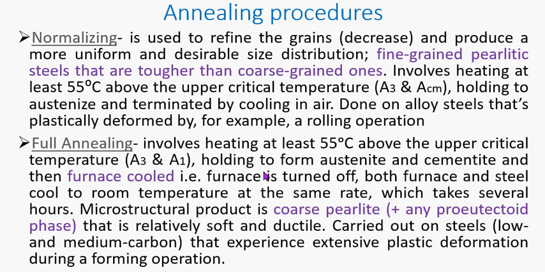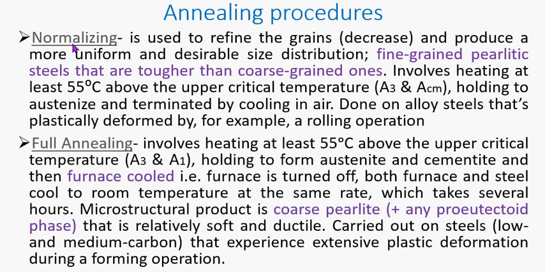And then full annealing, also at least 55 degrees above the upper critical temperature. The difference here is that cooling is done in the furnace. It is allowed to be furnace cooled. Usually it is carried out on medium or low carbon steels that have experienced plastic deformation. So after being subjected to plastic deformation, the inherent residual stresses developed in these steels need to be removed, and then full annealing is carried out.